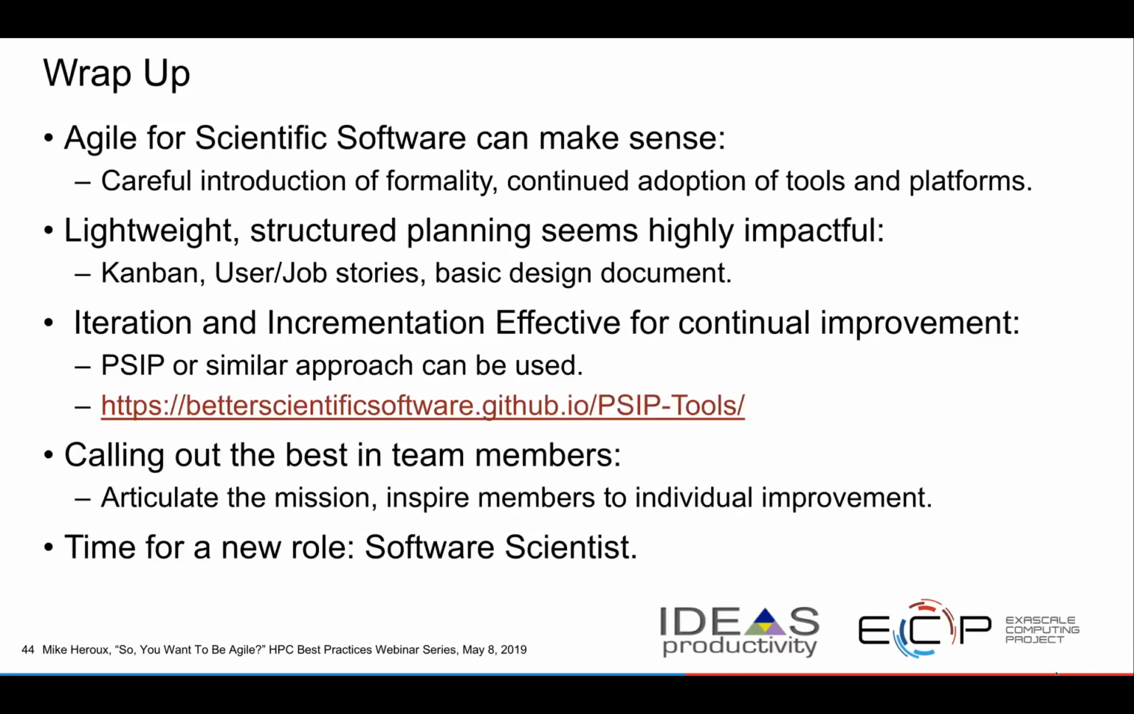So I think Agile for scientific software makes sense. If you look at the four pillars of the Agile Manifesto, gosh, they just resonate well with me, and I think they do with others as well. In fact, we're strong on that left side of the four techniques. And we can introduce formality in an incremental way, right? We can use lightweight structured planning, Kanban, user job stories, basic design documents as a way to balance out a little bit on the right some of the things where we may have deficiencies.